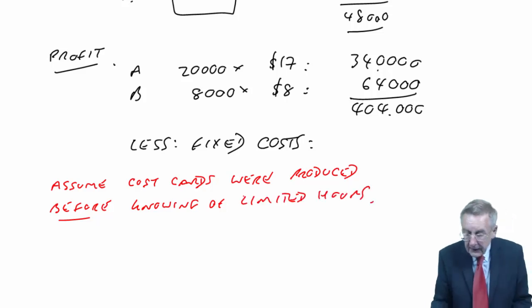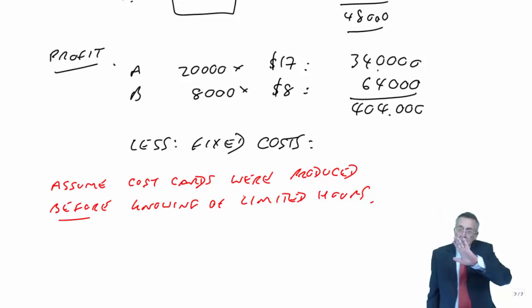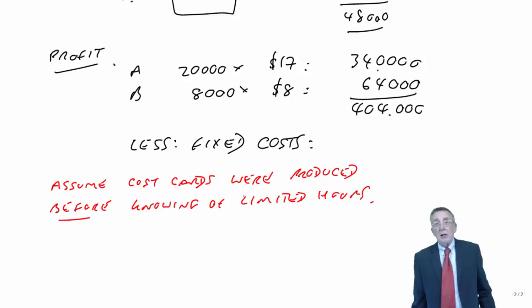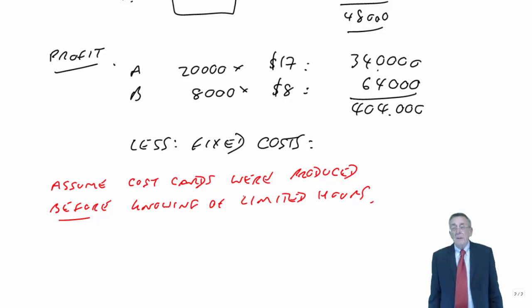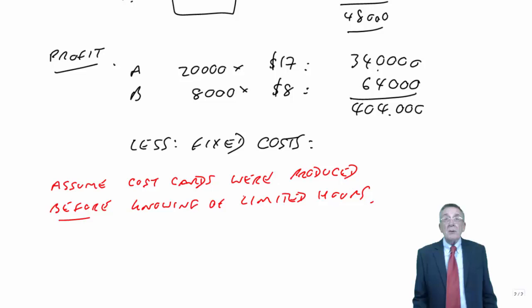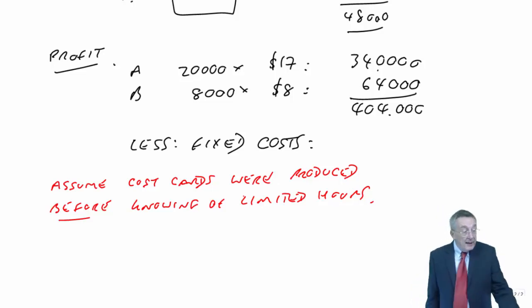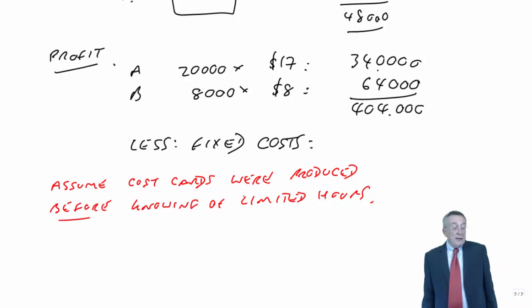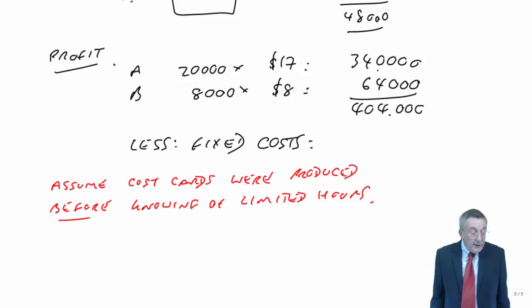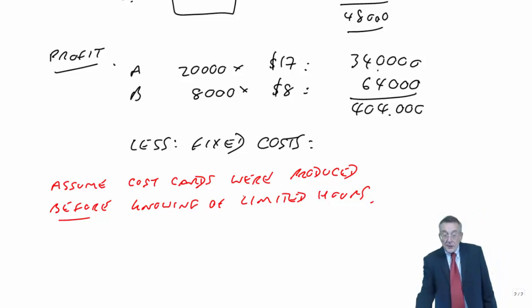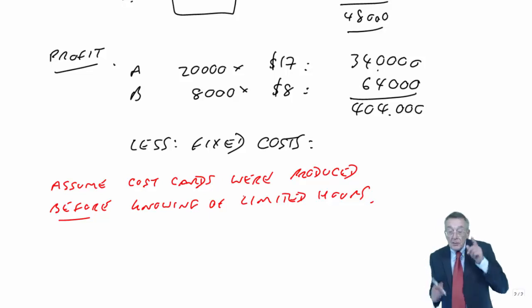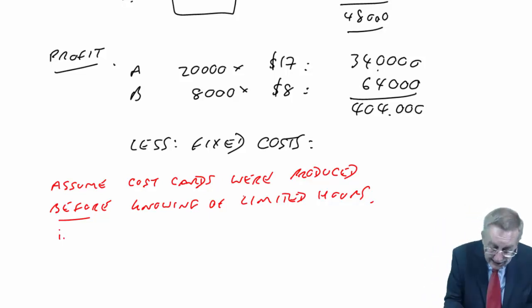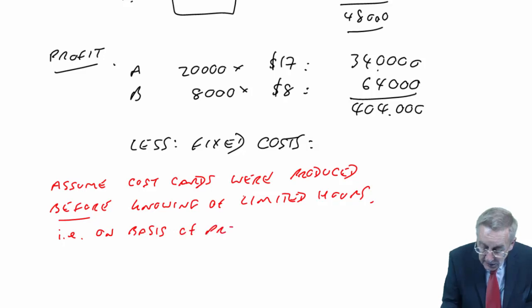Now think about that for a second. If we added the costings, we didn't know there were going to be limited hours. Surely that means we'd have done our costings assuming we were going to meet full demand. I said at the very beginning, if hours weren't limited, you'd produce 20,000 A's, 10,000 B's. And so we're going to assume the cost cards were produced before knowing of limited hours, i.e. on basis of producing to meet full demand.